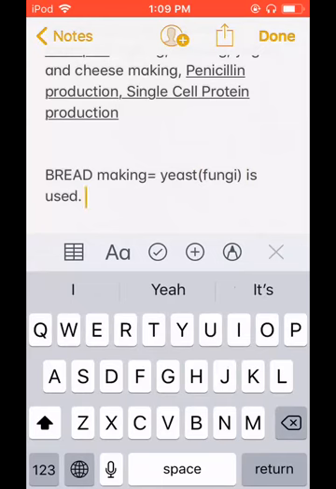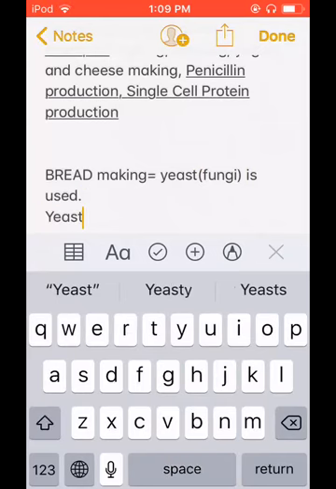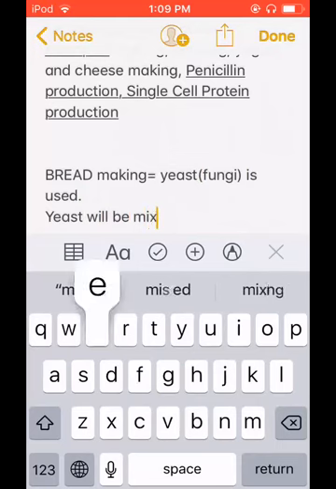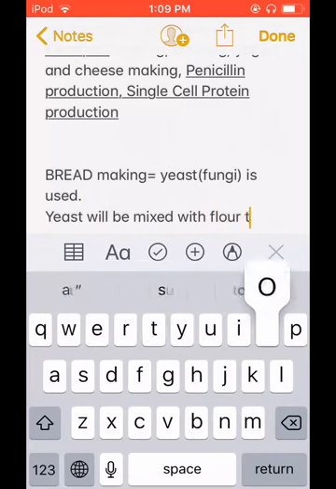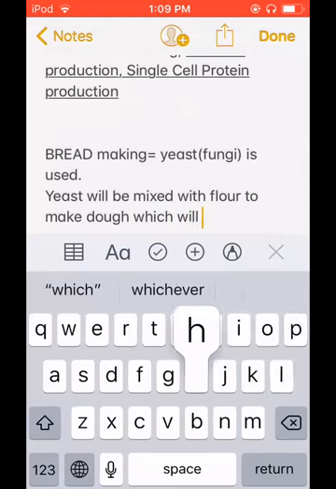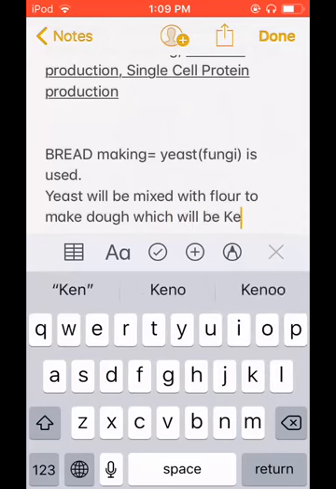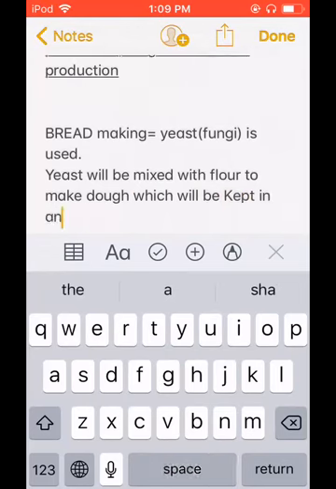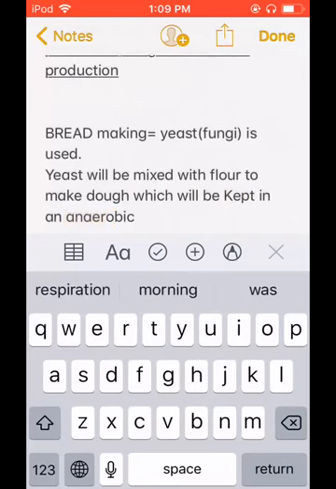So what happens is yeast will be mixed with flour to make dough, which will be kept in an anaerobic condition. তুমি দেখবে always একটা foil or a plastic cover দিয়ে cover করে রাখে the bread when it's baking so that it can rise.